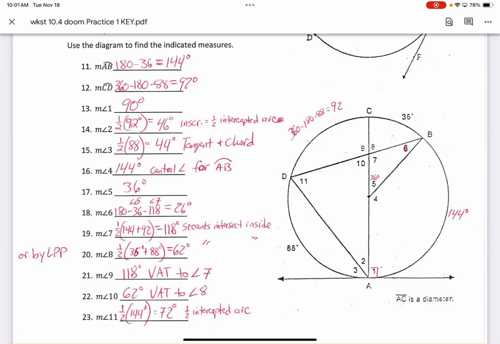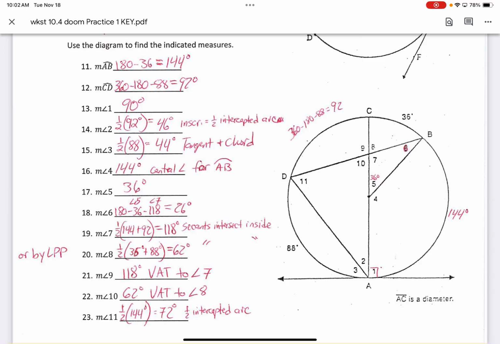Yeah, in this case it shows you the center. Sometimes it doesn't, and it'll say, assume it's a diameter, that kind of thing. Anyway, keep an eye out for those diameters. They really help. Okay. Number 12, measure of arc CD. This time I used 360. Where did that come from? The whole way around the entire circle arc, right? Okay.